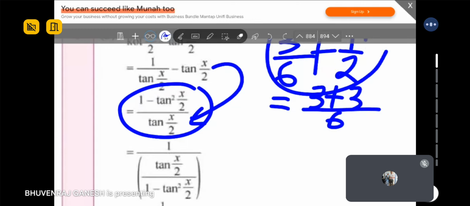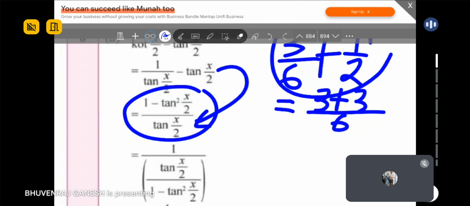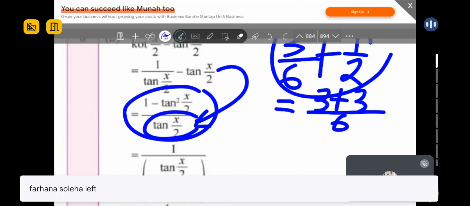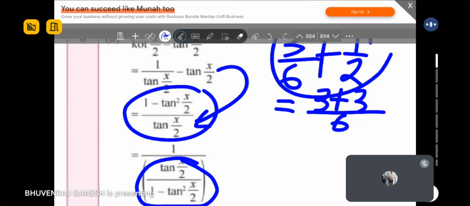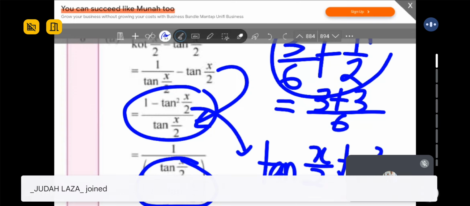So next step, kamu kena tukar lagi. You must change some more terms. Over here, so tangent x over 2, kamu boleh ubah dia. You can change it some more. Kamu boleh ubah dia macam ni. Tangent square x over 2, I can write as tangent x over 2 and also tangent x over 2. Am I right?